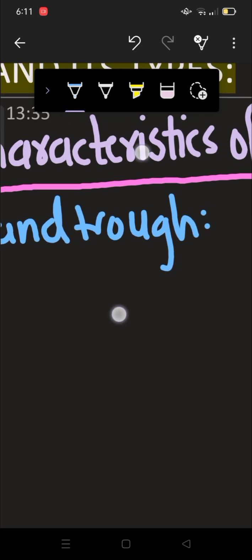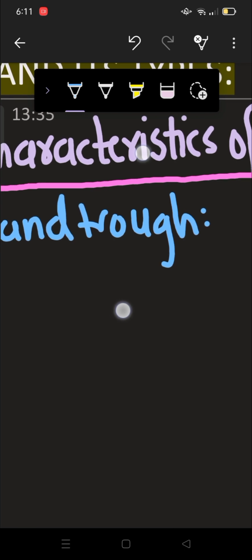Alright, so the first characteristic which we are going to discuss now is crest and trough. As I was using this term in my yesterday's class as well, mechanical waves travel in the form of crest and trough, as well as in compression and rarefaction, like there were two types.